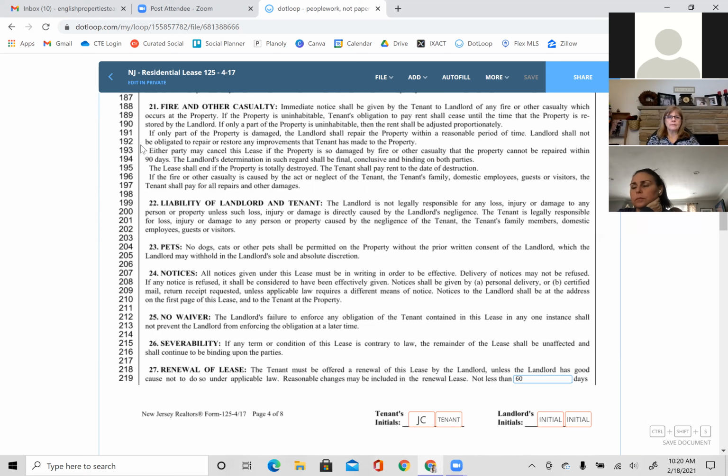If, say, the property is damaged and they can't be in it, or it can't be repaired within 90 days, the landlord or the tenant has the right to terminate the lease. Just because if it can't be repaired in 3 months, they're going to need to find somewhere to live for those 3 months or potentially longer. So neither one of them is really tied to that then, as long as they agree to void the lease.